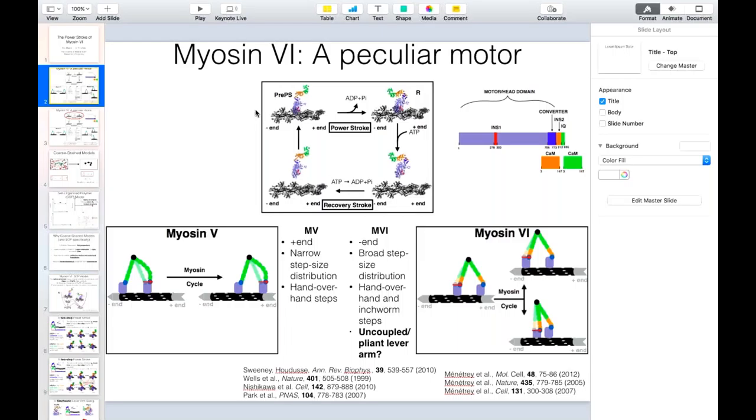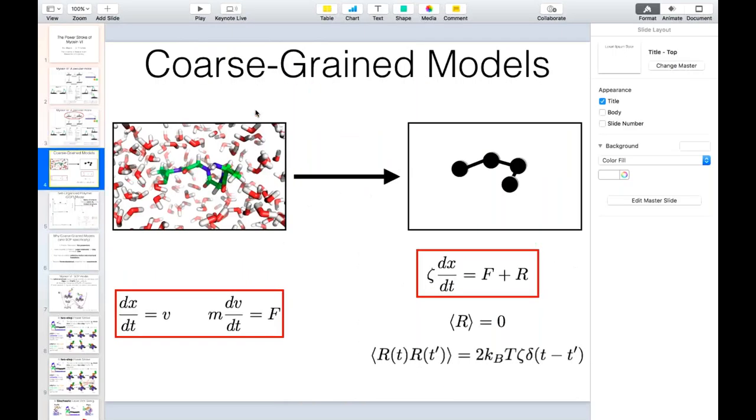But there have been a number of interesting reports, also from Professor Goldman and other people, about the fact that the lever arm and converter domain region of myosin 6 should be pliant. To investigate the structural reason for this pliancy, we ran coarse-grained simulations of the transition from the pre-power stroke to the rigor state. Now, in a coarse-grained model, this is a sketch of what it represents.